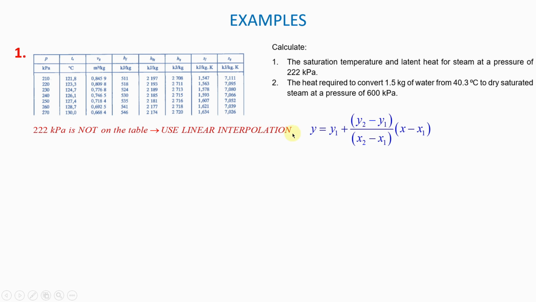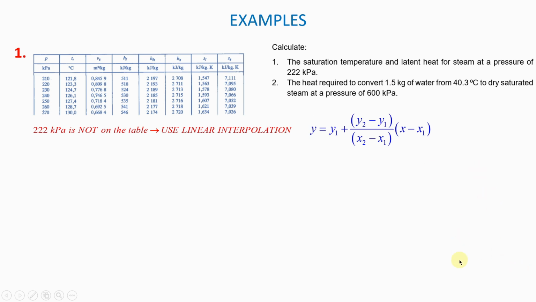Okay, so y is going to be equal to y1 plus (y2 minus y1) over (x2 minus x1) multiplied by (x minus x1). This is the equation that we will use to estimate a value for TS for 222 kilopascals and for HFG, because 222 is not in the table. We can just read it here, but we will estimate it. The equation we're going to use is for linear interpolation, and this is the equation in question.